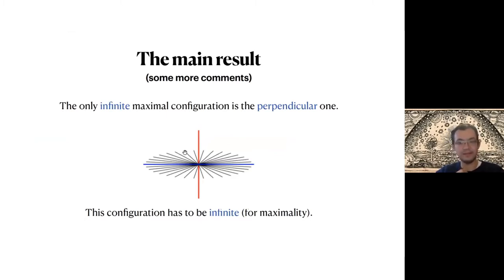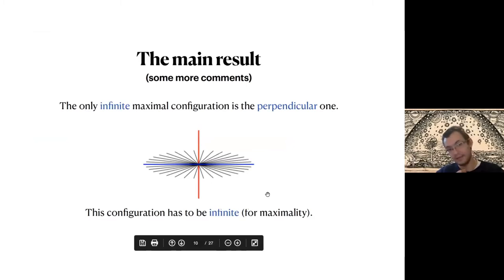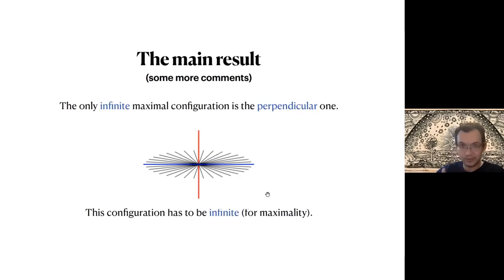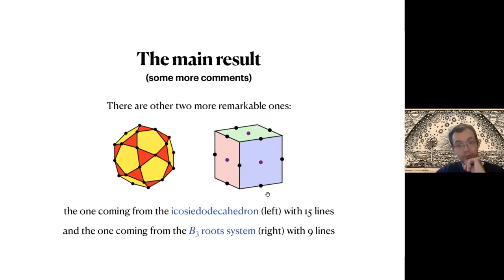And I think you can easily see, more or less, that if it's not infinite, then it might not be maximal. But if it is infinite, it's easy to prove that it has to be maximal. The other two remarkable ones are the rational line configuration with 15 lines, which is given by the icosidodecahedron, and the one with 9 lines, another interesting configuration, which is given by the B3 root system. Now, these are the pictures.